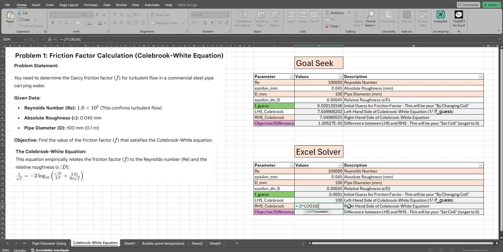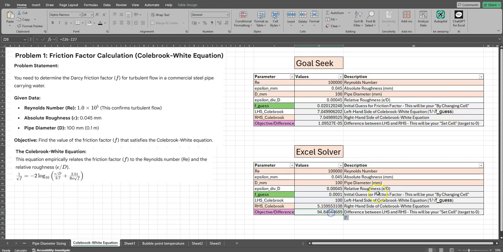Then I take epsilon by D, which is here, divided by 3.7, plus 2.51 divided by, first bracket, then Re here, into square root of F, SQRT. Here SQRT of F uses the guess value. Then bracket close, another bracket close. Now enter. Now here friends, the objective is LHS minus RHS.